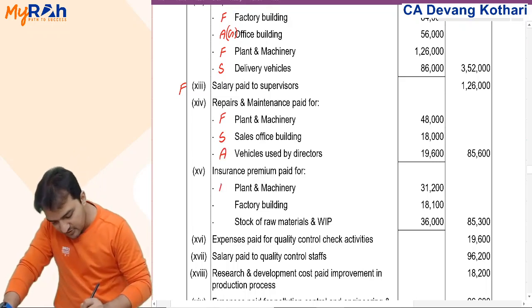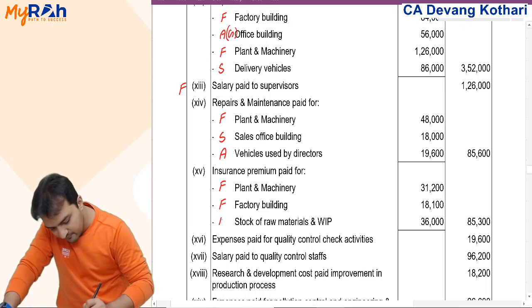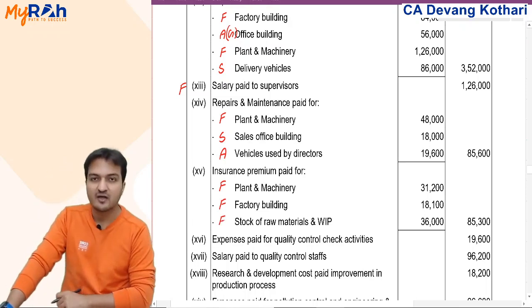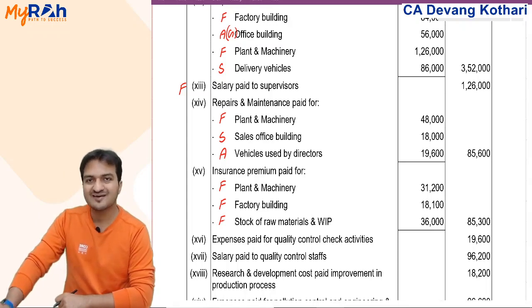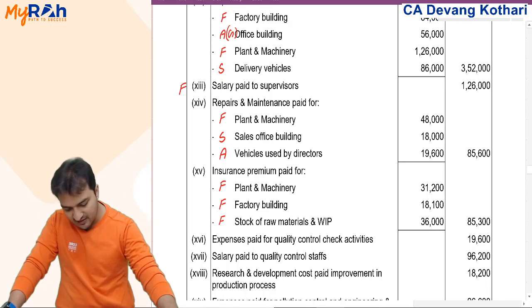Insurance for plant machinery is factory overheads. Factory building is factory overheads, and stock of material and WIP is also factory overheads. Why? Because material stock and WIP stock are located inside the factory. Expenses paid for quality control check activities.